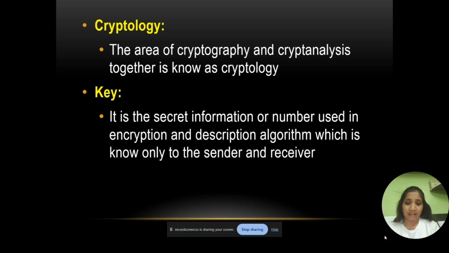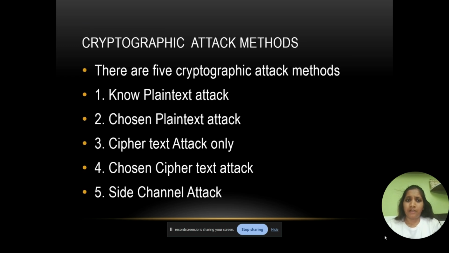Without the correct key, deciphering an encrypted message is extremely difficult. For example, think of a key like a password that locks and unlocks secret messages. In bank transactions, an encryption key protects your sensitive data from hackers. So, moving forward to the next slide, cryptographic attack methods.